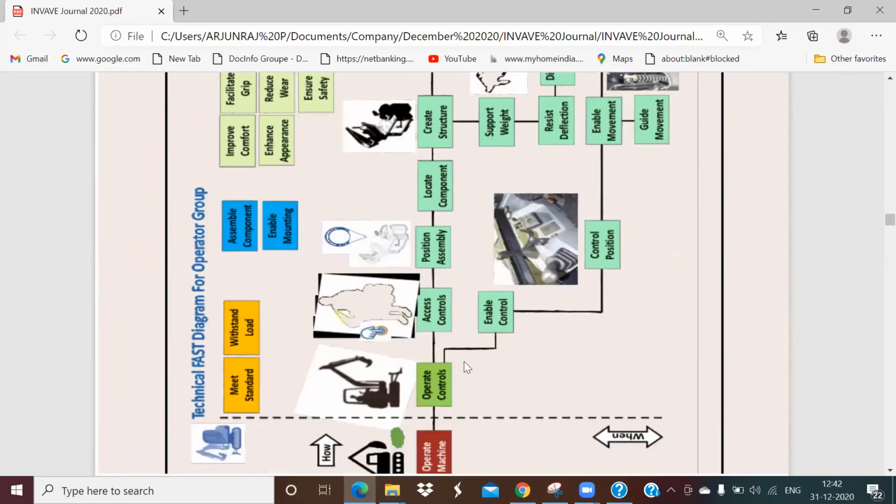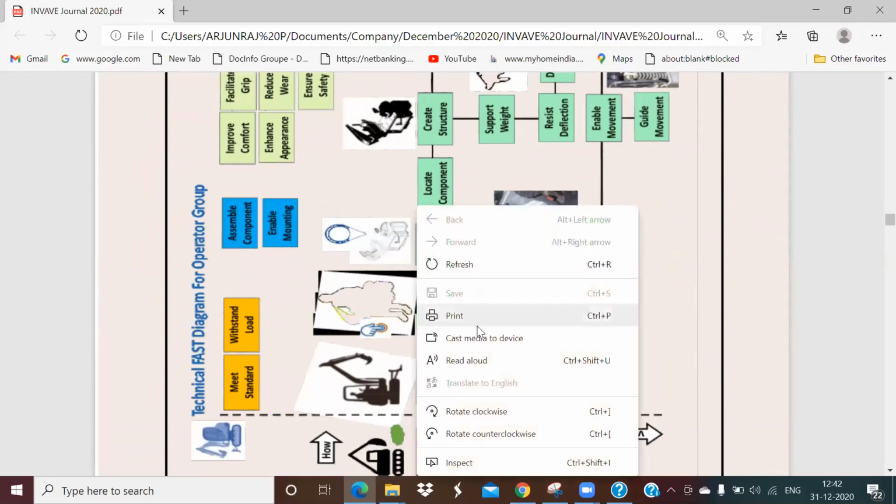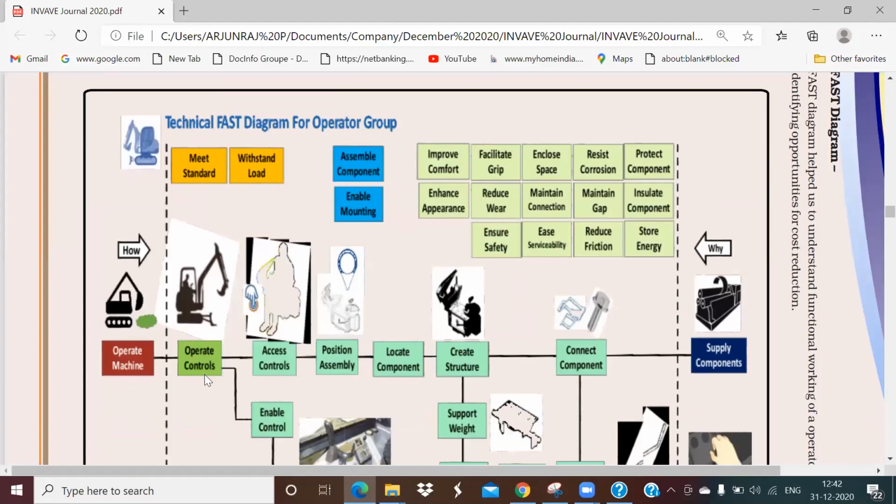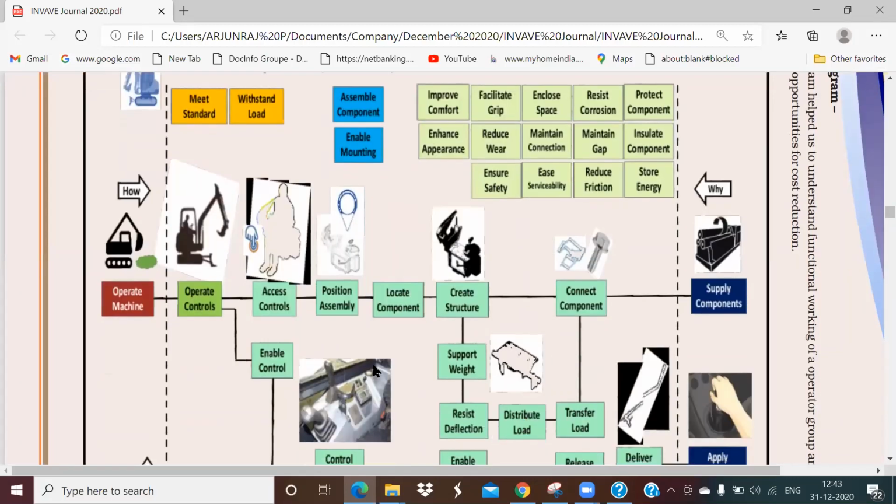Okay, now what you have to do is create a FAST diagram. The basic function is to operate control. Why operate control? To operate machine. How to operate machine? By operating the controller. How to operate control? By pushing, by locating the component, creating a structure, connecting the component, and by supplying.